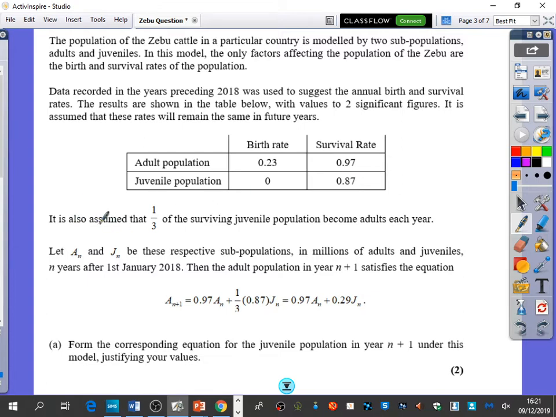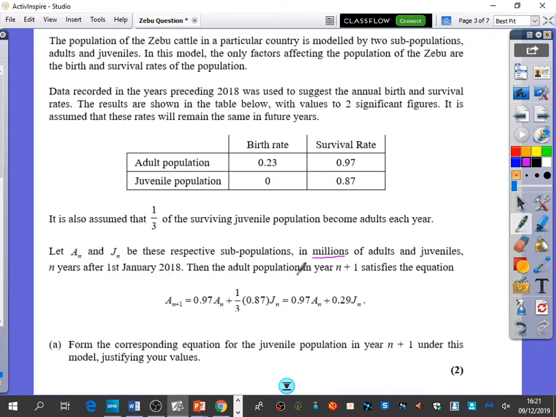Then we've got this other bit where it says it's also assumed that a third of the surviving juvenile population become adults each year. So there's another factor that's telling you that a third of whatever this population is going to shift from the juveniles up to the adults. So it then says, let A_n, with a little n as a subscript, and J_n be these respective subpopulations in millions of adults and juveniles n years after the 1st of January 2018.